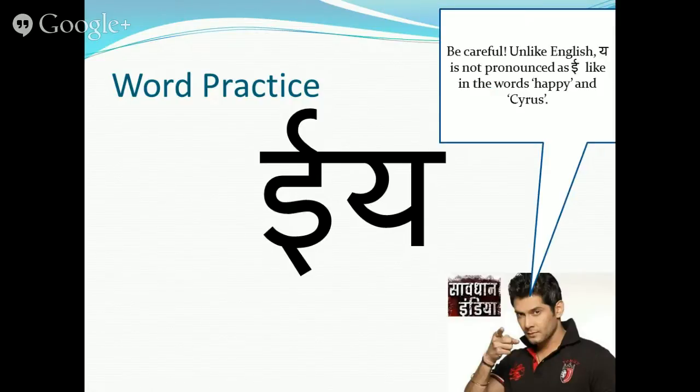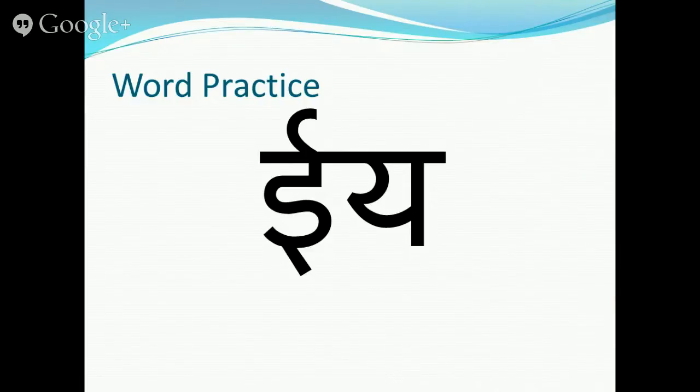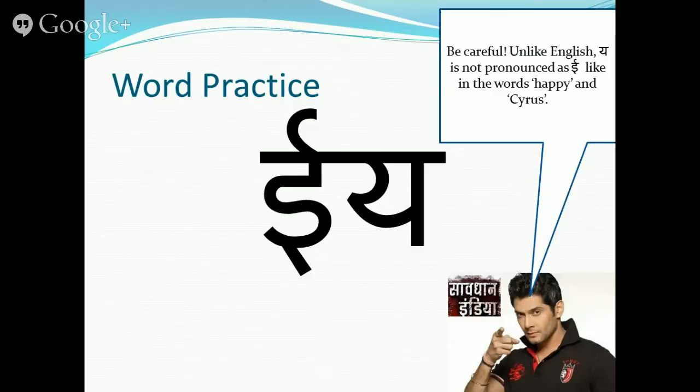Why? So unlike English, ya is not pronounced as E or I, like in the words happy and Cyrus. It's only ever pronounced as ya. So here too, we had to leave a little bit of the sound. Now we didn't say iya strongly, if you notice; I didn't quite do it that strongly.